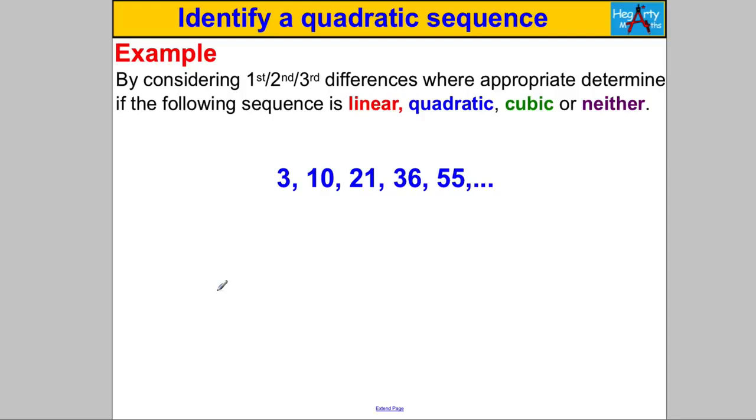Pause the video. By considering first, second, and third differences where appropriate, determine whether the following sequence is linear, quadratic, cubic, or neither. Have a go.